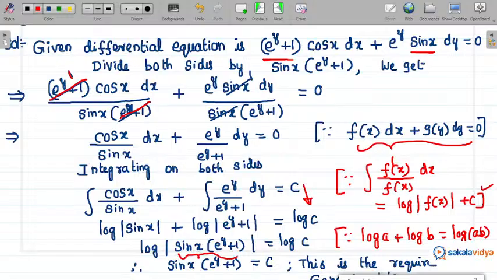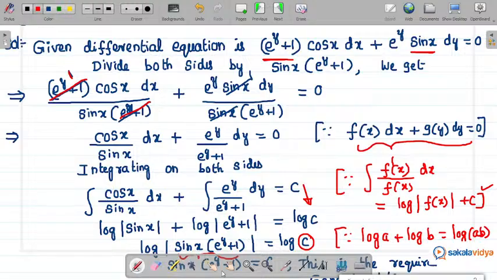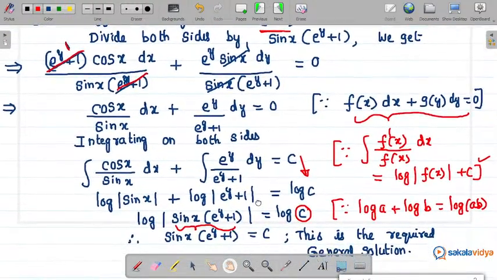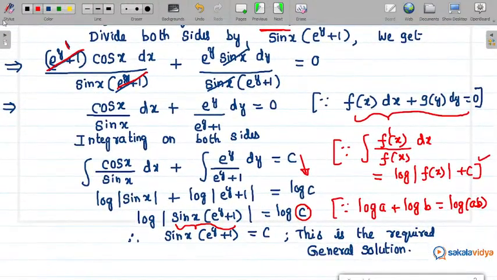Comparing this, sin x into e power y plus 1 is equal to c. This is the required solution of the differential equation.